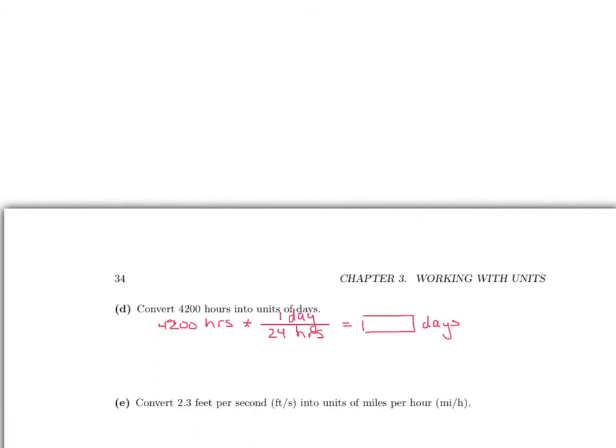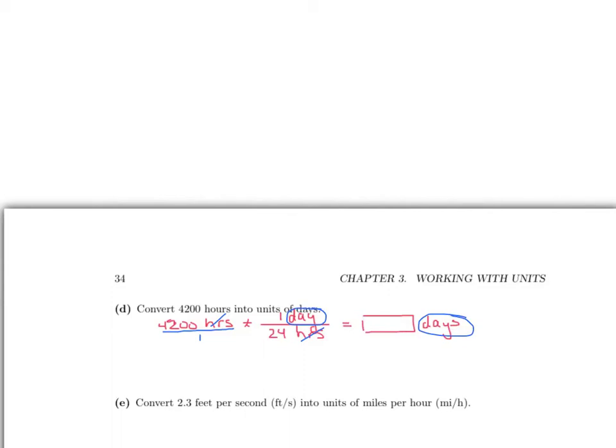Why is this the correct conversion factor to multiply by? Well, if I write this quantity as a fraction, we can see that hours appears in the numerator here and in the denominator here. So the hours can be canceled, leaving us with units of days, which is what we wanted.